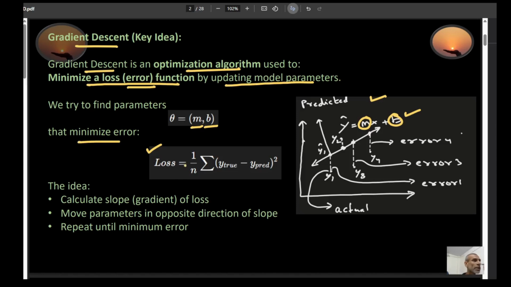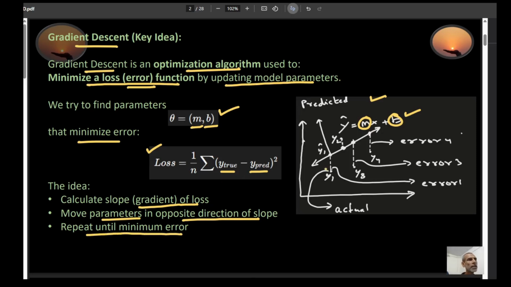If you recall from your gradient descent class, your loss function for this particular instance is going to be equal to 1 divided by the total sample size, summation of the true value of your y minus the predicted value of your y, and then you square that and add them all together. So this is your loss function. And the idea is that you calculate the slope of your loss and you move these parameters, this m and b, in a direction that is opposite to the slope. And then you keep repeating this until your error becomes minimum. So this is the idea of your gradient descent.